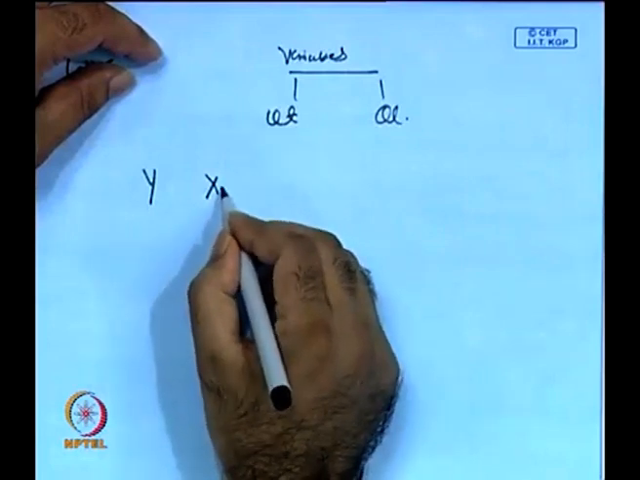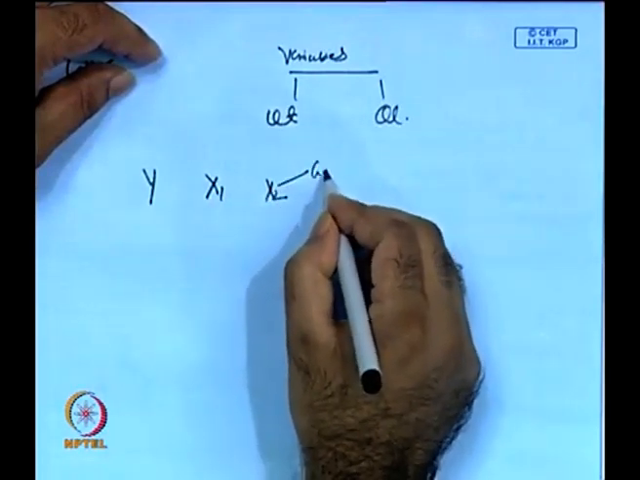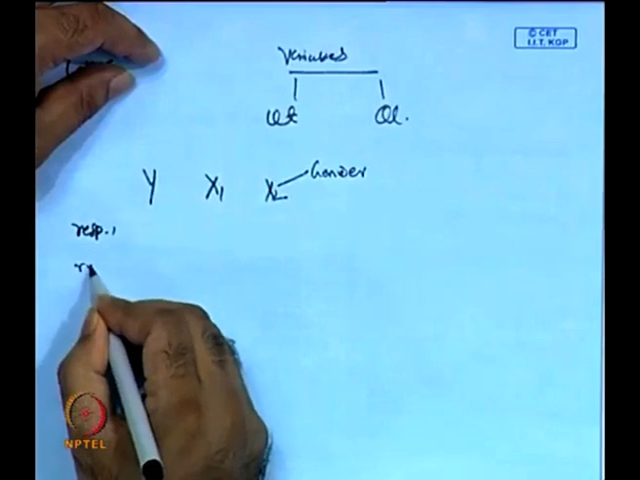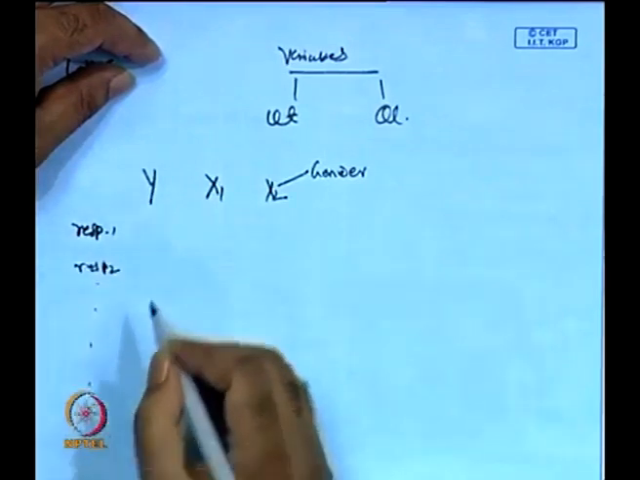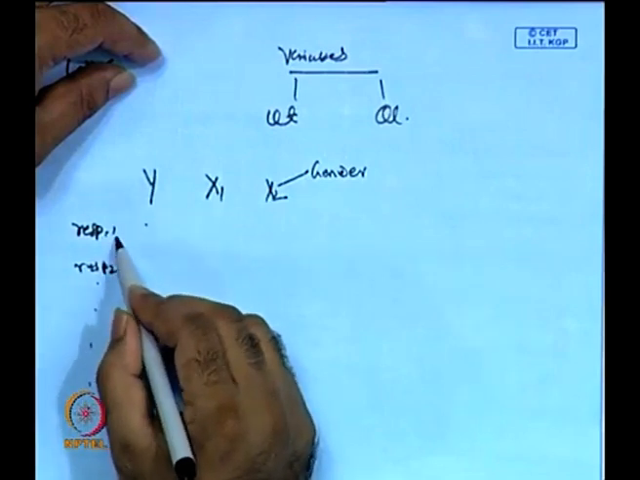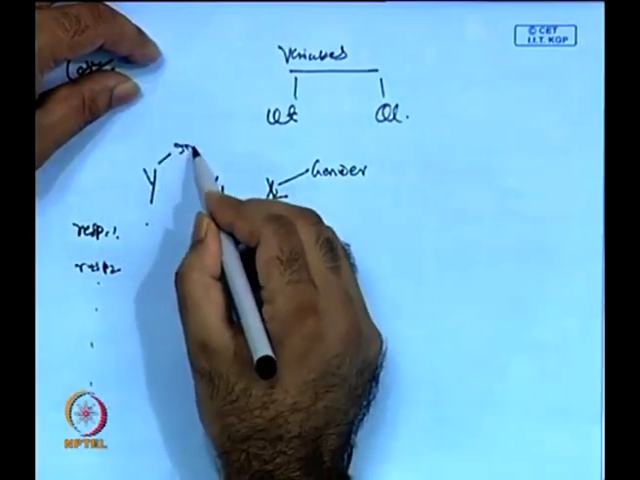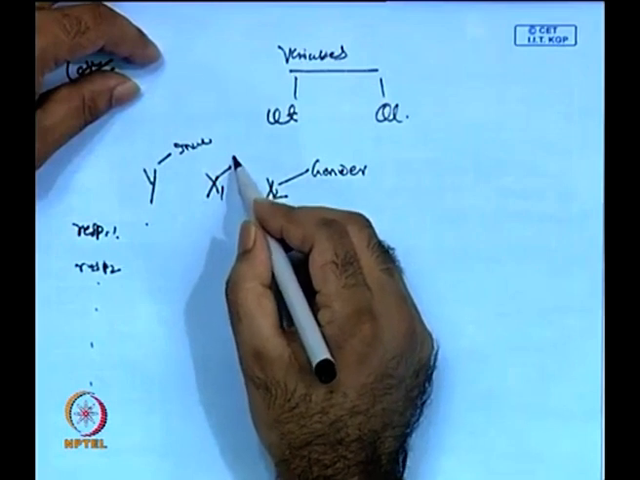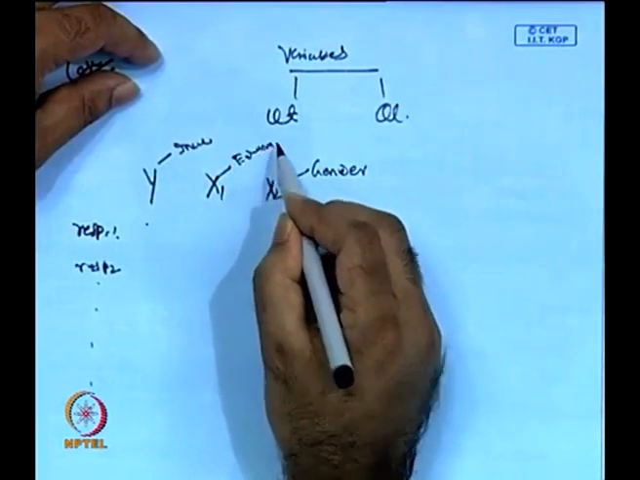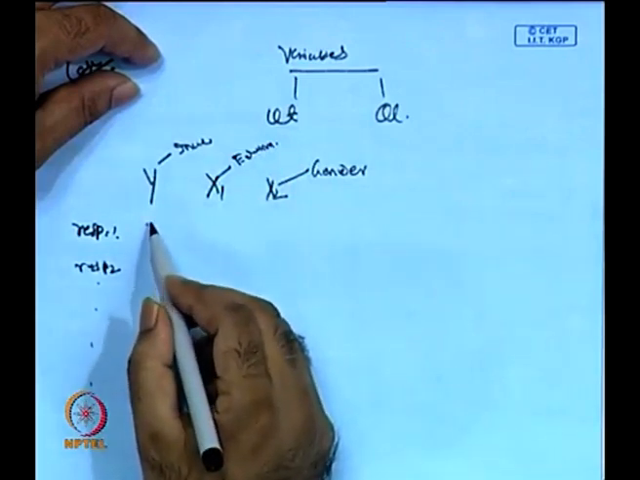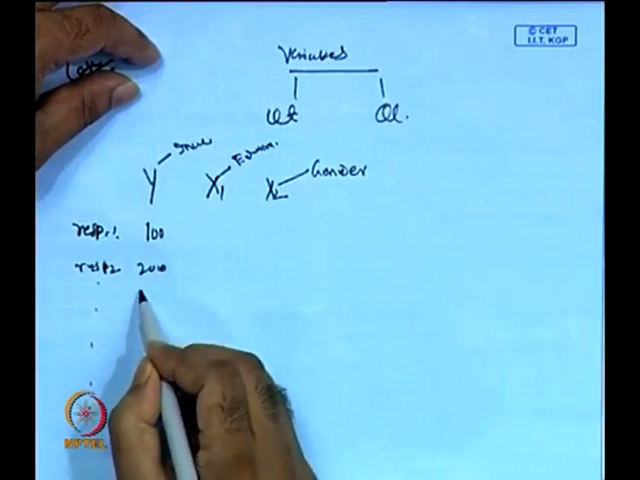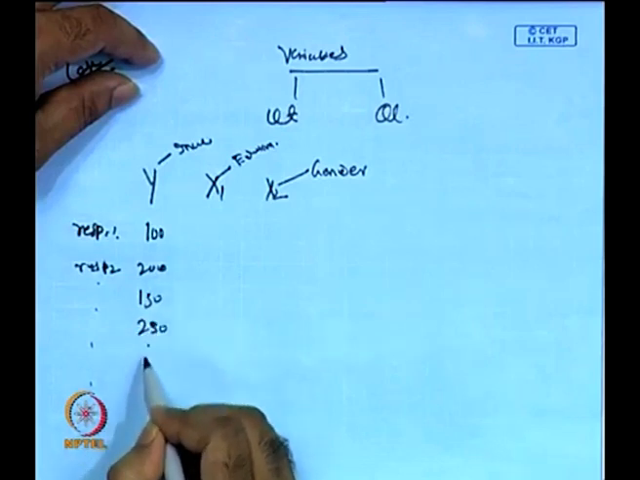For instance, I have y something and x something, x1 something and x2 something, where x2 is the variable gender. Suppose this is respondent 1, this is respondent 2, and it continues like this. Suppose I ask respondent 1, let us say y is income level, and x1 is educational level. First I ask, what is your income? Then he will say something like $100, or $200, or $150, or $250. So, it will continue like that.